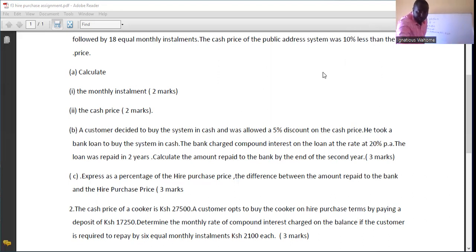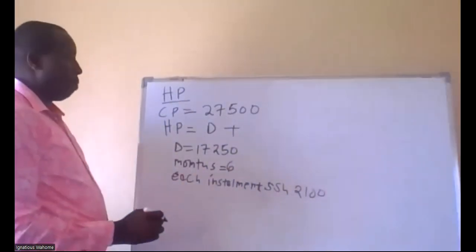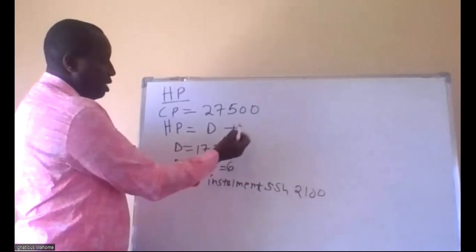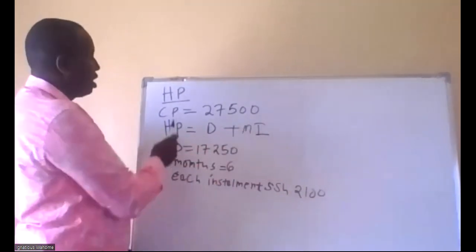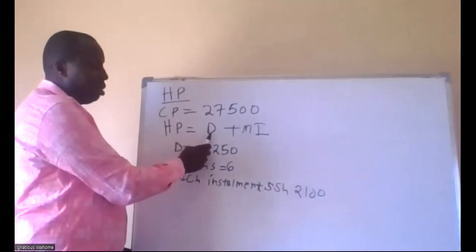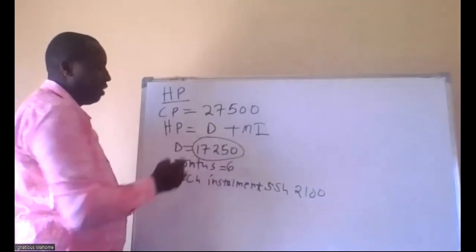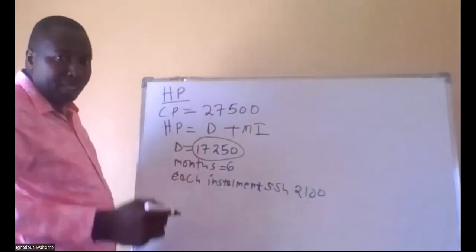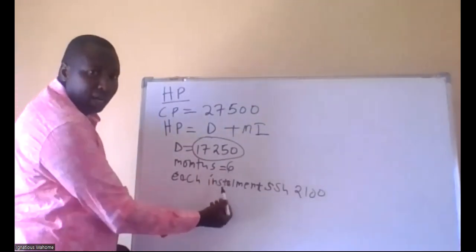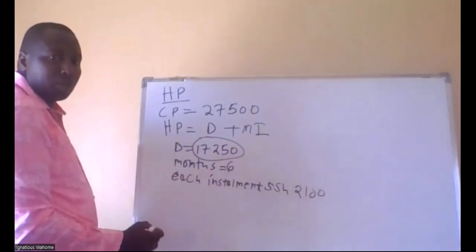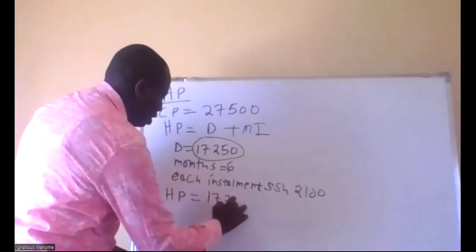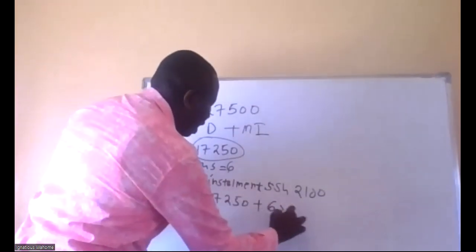So let's see. Question now. We calculate the monthly rate. So what's the hire purchase price? The hire purchase price is deposit plus monthly installments. So there's a cash price of 27,500. The hire purchase price is deposit plus monthly installments, and the deposit is 17,250. And then monthly installments: there are 6 months, and each installment is 2,100. We can first of all calculate the hire purchase price. The hire purchase price would be 17,250 plus 6 times 2,100.